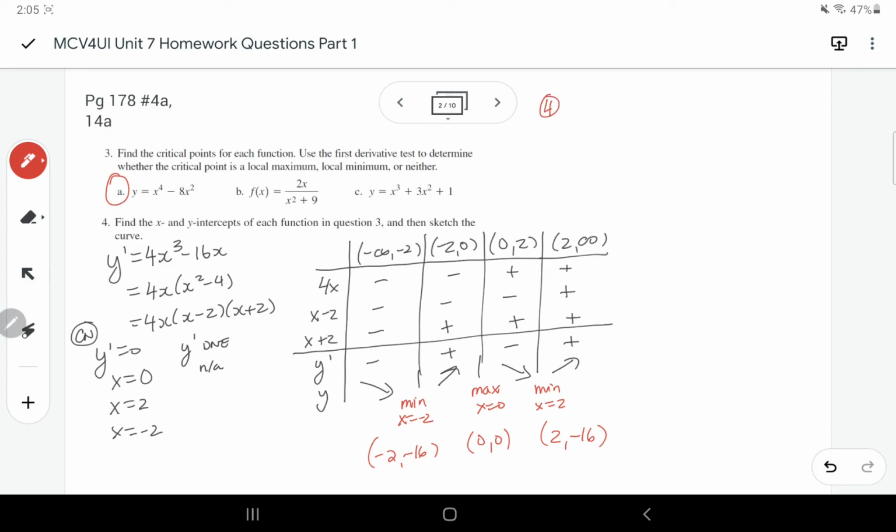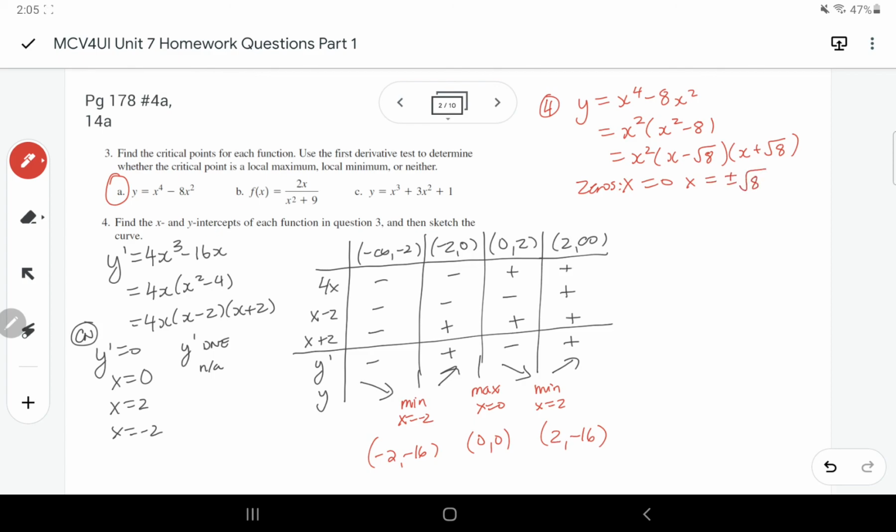So for number 4, looking at the x and y intercepts, we know we've got y equals x to the 4th minus 8x squared. I would common factor an x squared, and then I get x squared minus 8. And this isn't something we would typically do for regular factoring, but I think that making that a bit of a difference of squares helps us see the zeros, x equals 0, and x equals plus or minus root 8.